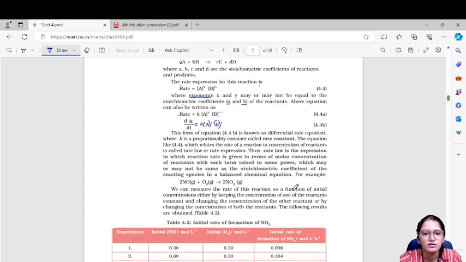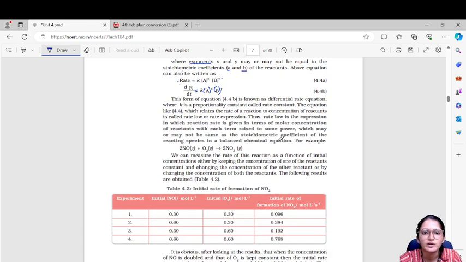So rate law is the expression in which reaction rate is given in terms of molar concentration of reactants, with each term raised to some power which may or may not be the same as the stoichiometric coefficient of the reacting species in a balanced chemical equation. Okay, so this is the statement for the rate law equation.